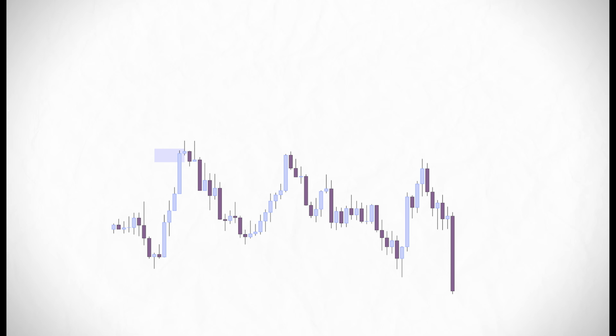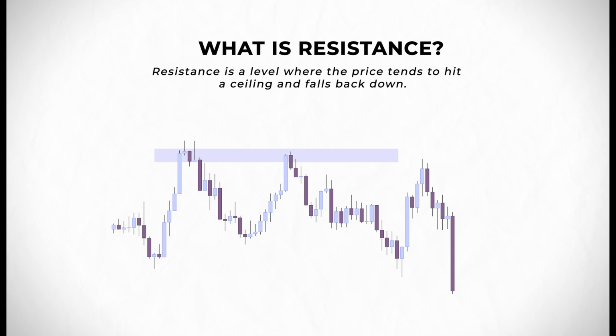Now, resistance on the other hand is like a ceiling where the price tends to hit a top and falls back down, and it usually forms due to accumulation of supply or selling interest at a specific price level. So when the price rises to this level, usually sellers perceive it as an advantageous point to sell or take profits, resulting in a downward pressure on the price.